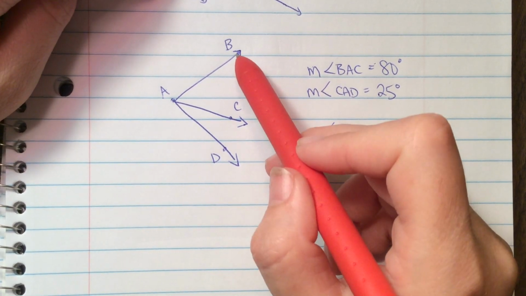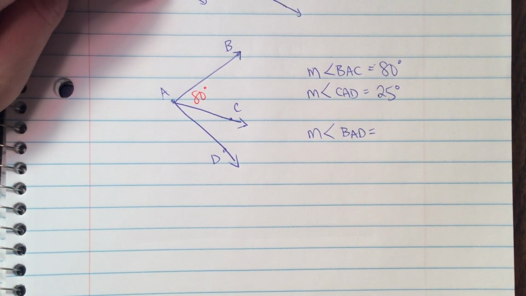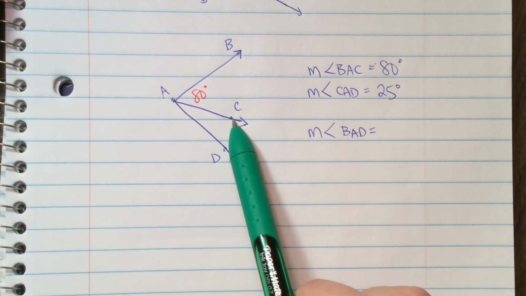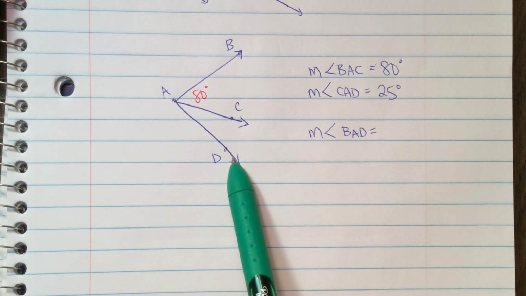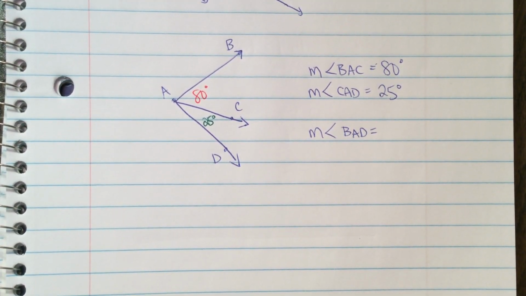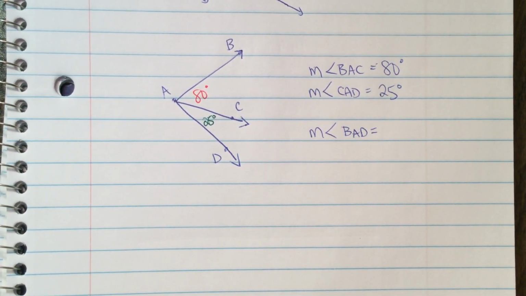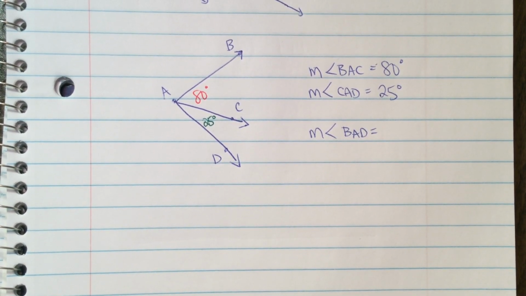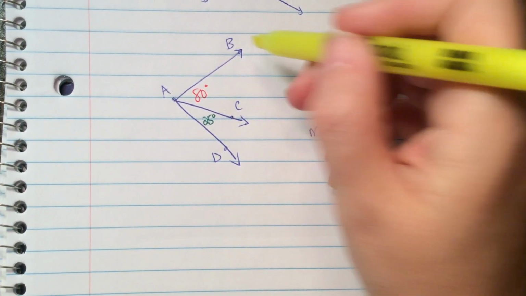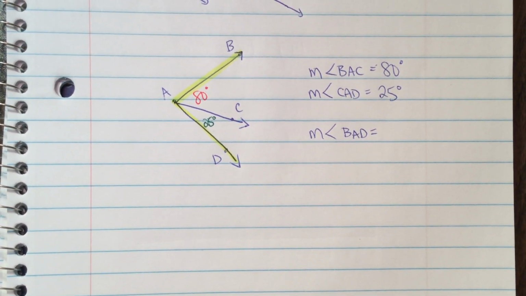So this angle BAC is 80. Then they tell us that CAD is 25. CAD is 25. And then, so we know the two pieces, 80 degrees, 25 degrees. They want to know what's the big angle, because look at what they're asking. What's the measure of angle BAD? BAD. So that's the big angle.